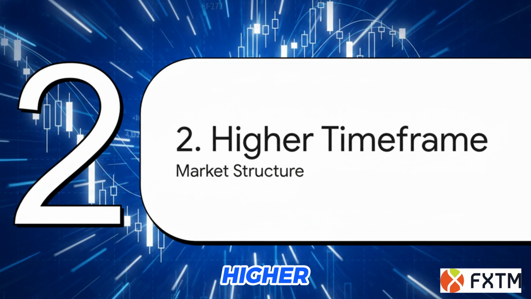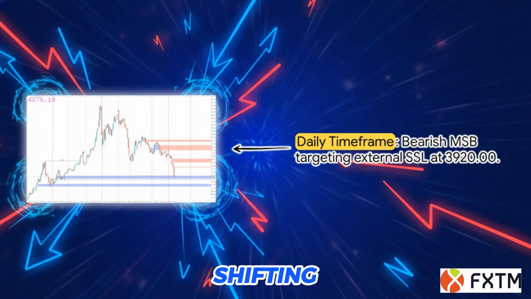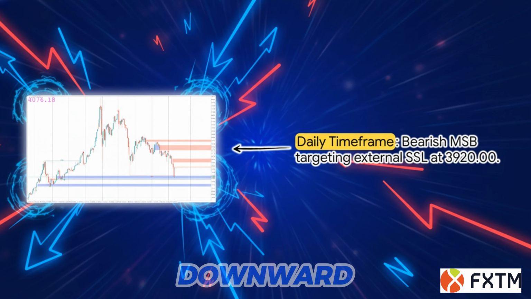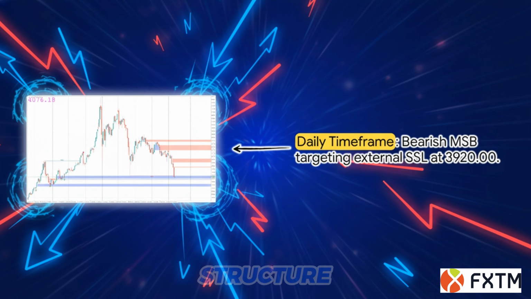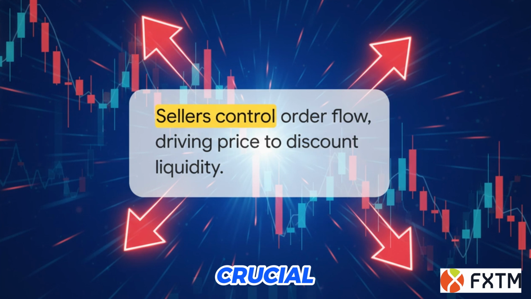Section 2. Higher time frame market structure. Shifting from those macro catalysts over to our technical framework, it's clear the daily structure is heavily bearish. Notice this aggressive downward drive and the really clean market structure break, or MSB, right below that previous major swing low at 4102.10. This confirms that price has officially shifted into a macro distribution phase. It's aggressively targeting the external sell-side liquidity, resting way down at 3920.00. So the crucial takeaway here is the institutional draw on price.